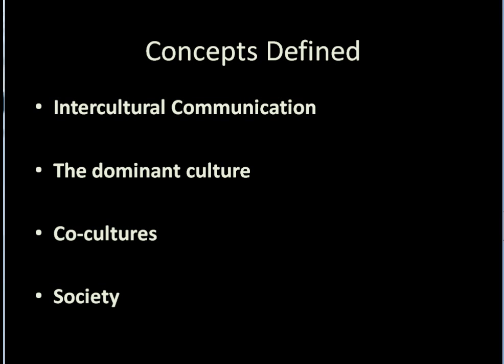Co-cultures refers to specialized, smaller groups. These used to be referred to as subcultures. Examples include gender. These can be role-based groups, religion, if you're a surfer. Society is another term, and we'll let the book define that.